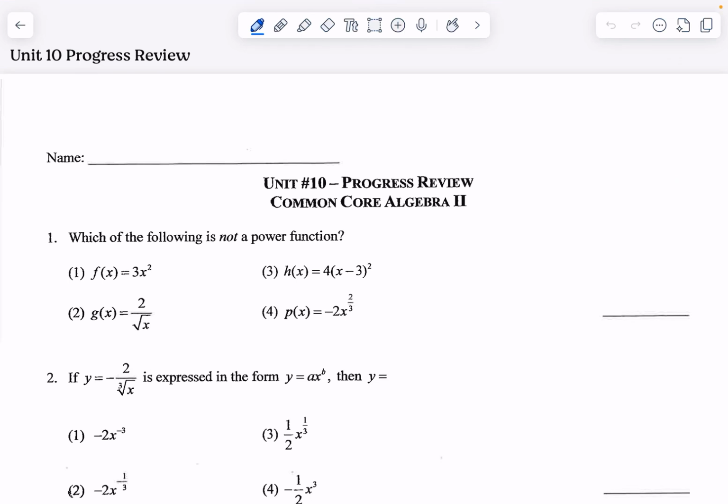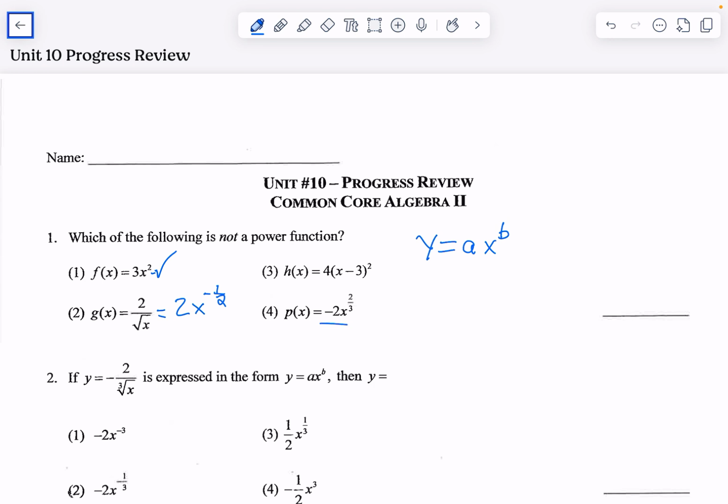All right, let's see, here's the review. The progress review. A power function is in the form y equals ax to the b. This is in the form ax to the b. This one is 2 times x to the negative 1/2. So a is 2 and b is negative 1/2.